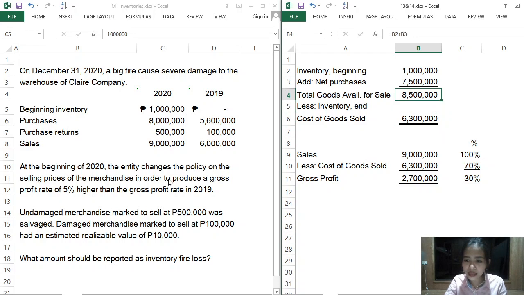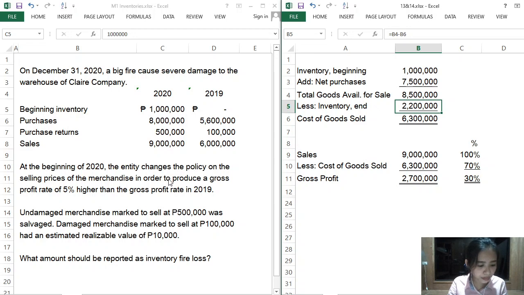Therefore, the difference between total goods available for sale minus cost of sales is 2.2 million. And if we have 2.2 million, okay, yun dapat yung inventory natin. But because of fire, may mga nasira or may mga na-damage, fire loss, and may mga naiwan naman. So, the question is how much ang nawala or yung na-damage ng fire.